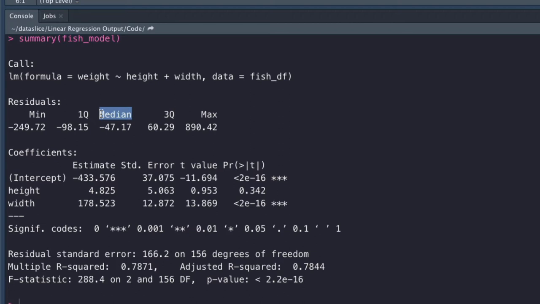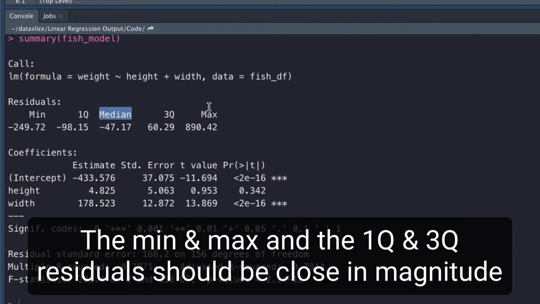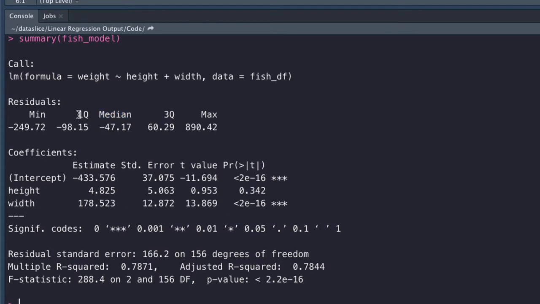Another condition of a good linear regression is that the residuals should be symmetrically distributed. So we want our min and max to have the same magnitude, and we want our first quartile and third quartile numbers to also have around the same magnitude. You can see in this case the first quartile and third quartile are kind of close, but the min and max are really different, so we're definitely looking at some problems here.